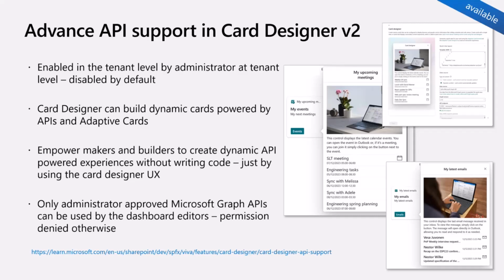So as an example, simple examples, typical example would be my upcoming meetings. You have a card which is listing my upcoming meetings from this moment forward. You want that to be dynamic, coming from the user-specific API. What are the meetings for the particular user?